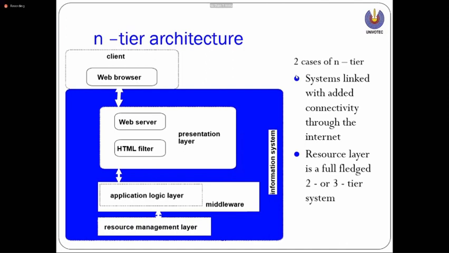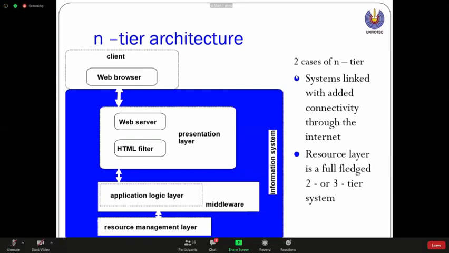Okay, the entire architecture. The client, the web browser, is outside, but the information system has a web server, HTML filter, and the application layer as a presentation as a web server. The middle layer is also there, middleware as the application layer, logic, and resource management is another layer. Then we can increase the number of layers.